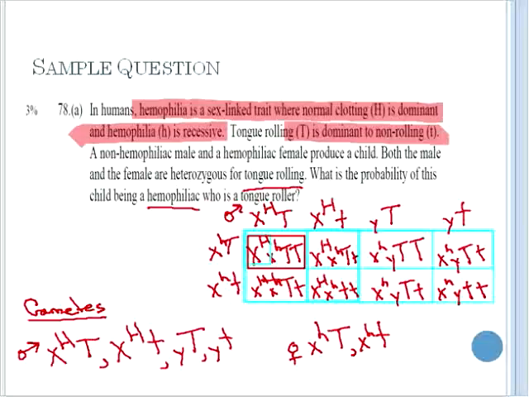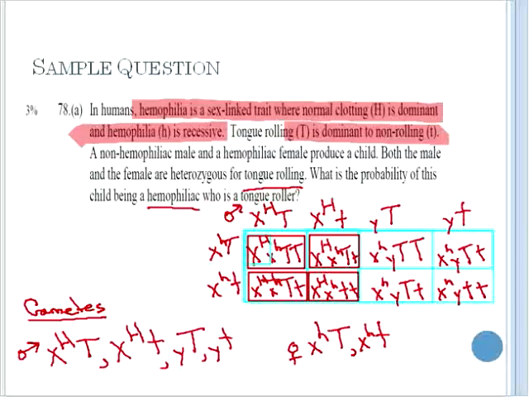is a non-hemophiliac. X big H, X little h, again, non-hemophiliac. X big H, X little h, non-hemophiliac. X big H, X little h, non-hemophiliac. None of our females can be hemophiliacs, as their father, his X, is going to be X big H.